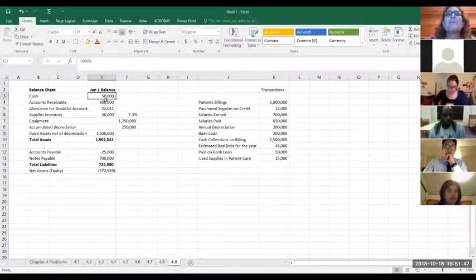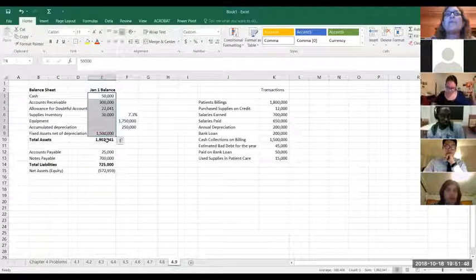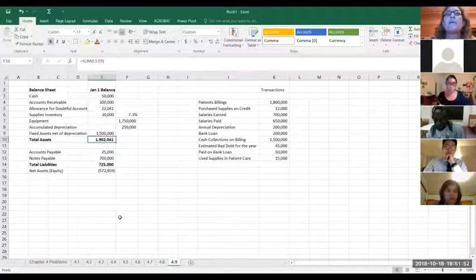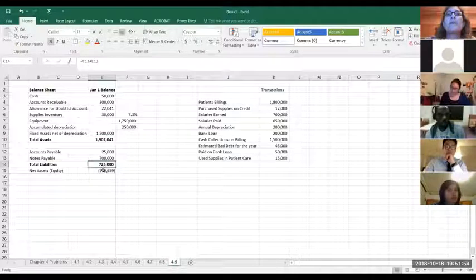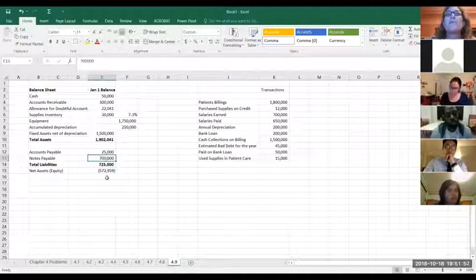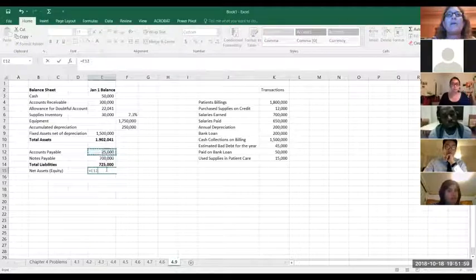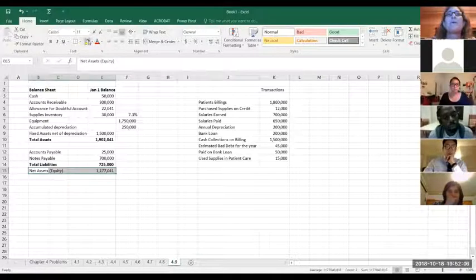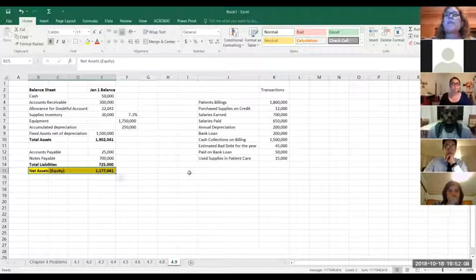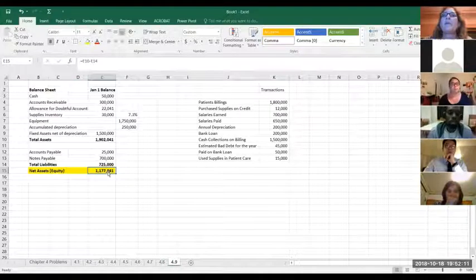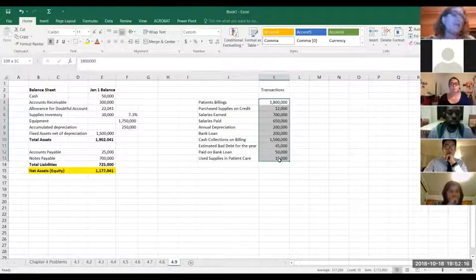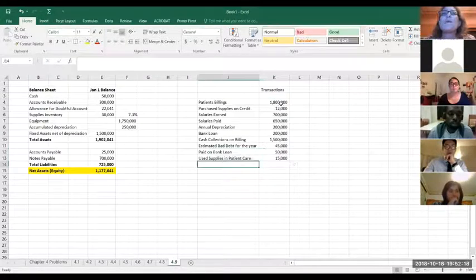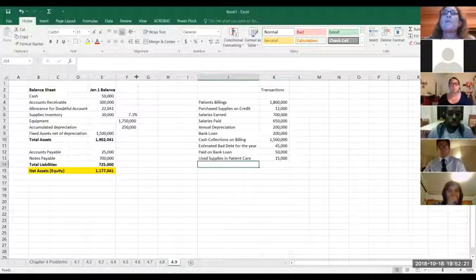Okay. And so again, I just put some different values here. So I have total assets of 1.9 million. And then I have total liabilities of 725. So then the difference would be your equity, right? In my example, I have net assets of 1.1 million 77. Okay. So then they had various transactions over here, okay, that they had listed. And so why don't we see about how we would do each one of those?